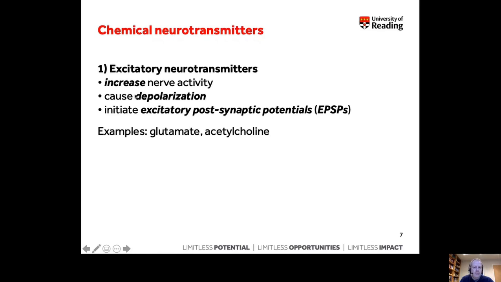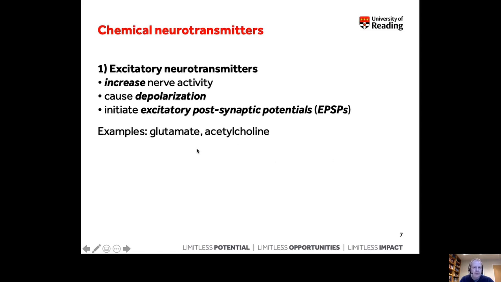From a, let's say, biophysical point of view, they cause depolarization, and they initiate what we call an excitatory postsynaptic potential, or an EPSP. Maybe the first important thing to point out is that EPSPs are different to action potentials. So APs are action potentials, EPSPs are excitatory postsynaptic potentials. They occur at the postsynaptic cell. And again, we'll see how this occurs as we go through the next few slides.